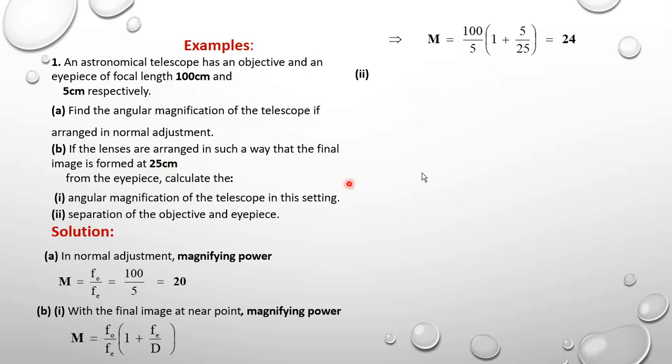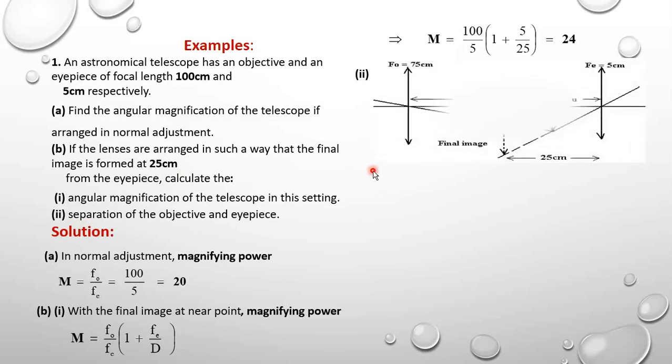So it means that the separation is going to be F naught plus U, where U is actually the distance from the intermediate image up to the eyepiece. So we need to get the U and then add it to F naught. So this is the illustration. We have this F naught, which is 100, and then this U, which we need to get in order to get the distance from the objective up to the eyepiece.